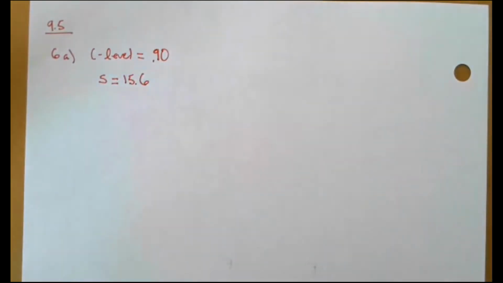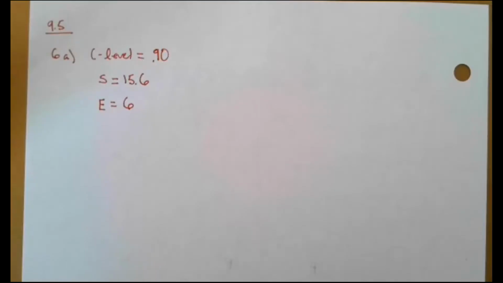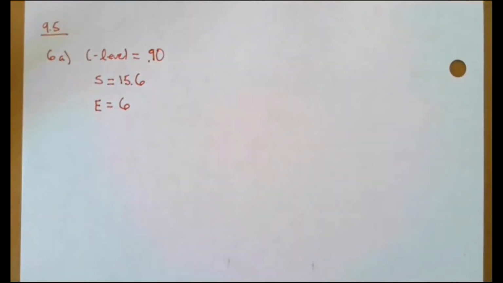Yeah, here it is. I better show my screen again so you can see, because it was hard for me to find where the margin of error was. It says how many subjects are needed to estimate the number of books read the previous year within 6 books. So there is the E, the margin of error. That's 6. All right, how do we feel so far?